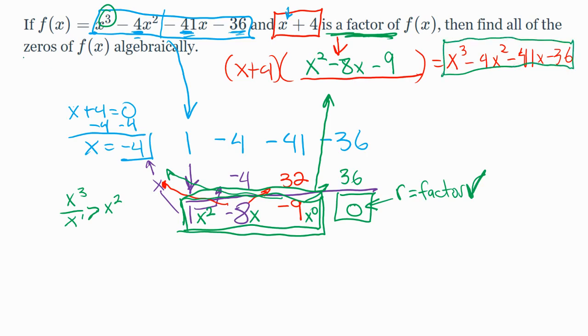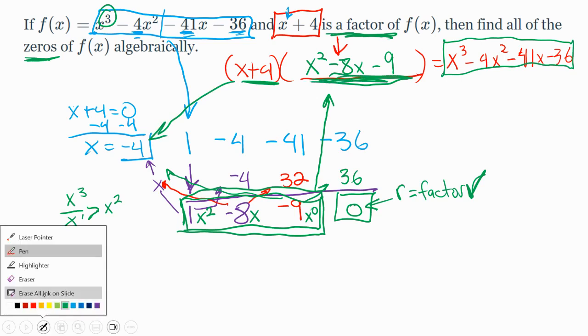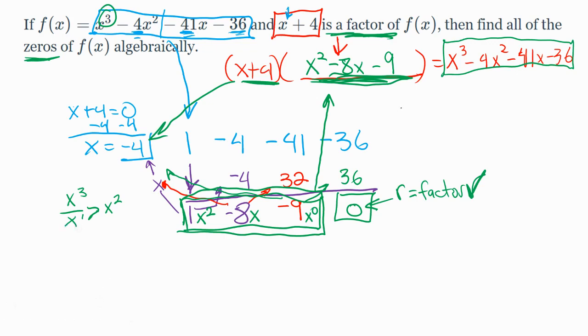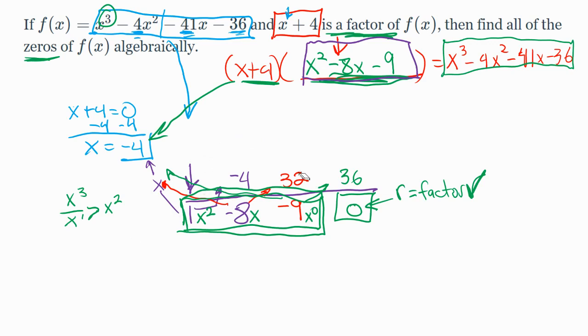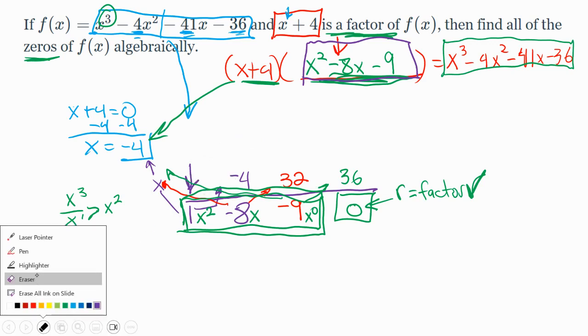Now, our job was not just to write it like that. It says find all the zeros algebraically. So our job is to continue to factor. So we've got one linear factor, which is going to give us an x-intercept of negative 4. And we've got to look in here at this quadratic and find some more. So we could use the quadratic formula if we liked, or better, we're going to do the magic x. So what we want to do is take this x squared minus 8x minus 9 and do the magic x with it.